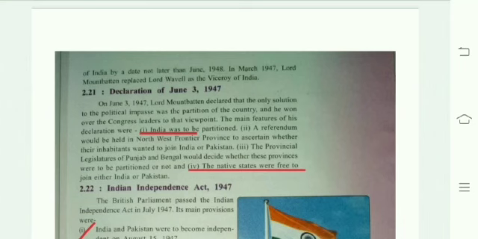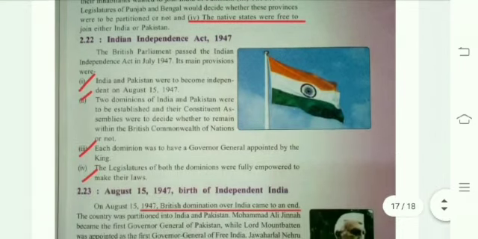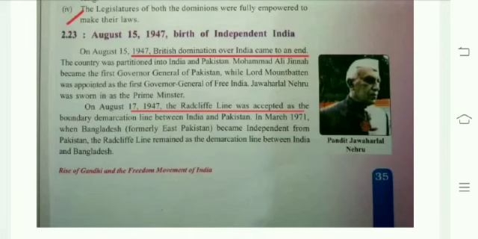And after this we have the Indian Independence Act 1947. There are 4 points here, marked in red, you should note them. And lastly, we will see August 15, 1947, the birth of independent India. On August 15, 1947, British domination over India came to an end, and Jawaharlal Nehru was sworn in as the Prime Minister of India, and Muhammad Ali Jinnah was the first governor-general of Pakistan. And on August 17, 1947, the Radcliffe Line was accepted as the boundary of India and Pakistan. And in March 1971, Bangladesh became independent from Pakistan.